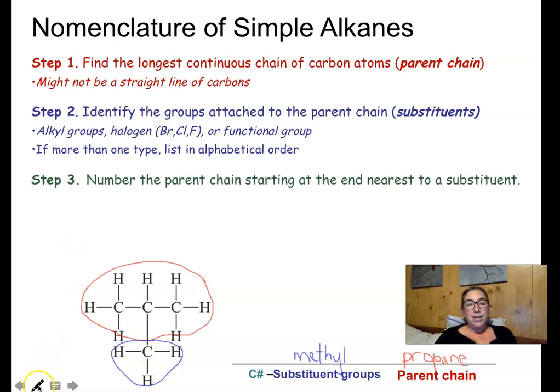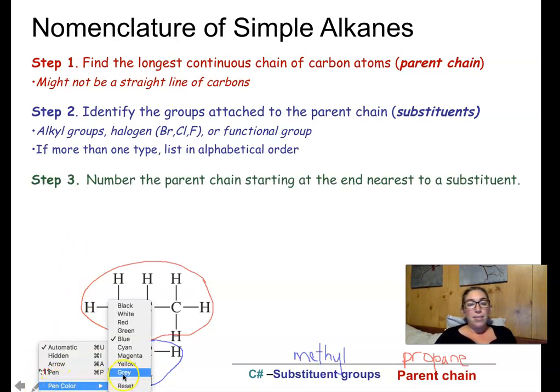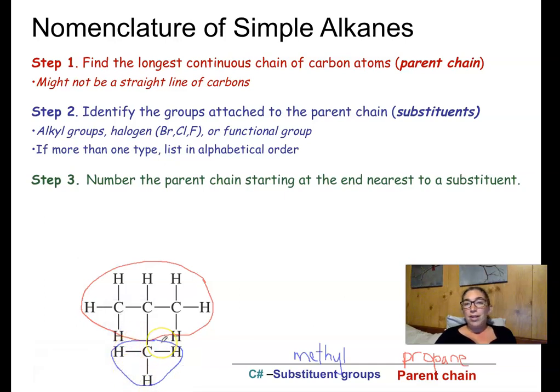Third step is we need to number the carbons of the parent chain because we need to give this substituent an address. Where is that methyl group? Is it sticking off carbon 2, 3, 4, 5, 6, depending how many carbons you have in the parent chain. So in this case, we could number it this way, 1, 2, 3, and then that substituent would be coming off of carbon number 2. Or we could label it this way, 1, 2, 3, and in that case the substituent is still coming off of carbon number 2.